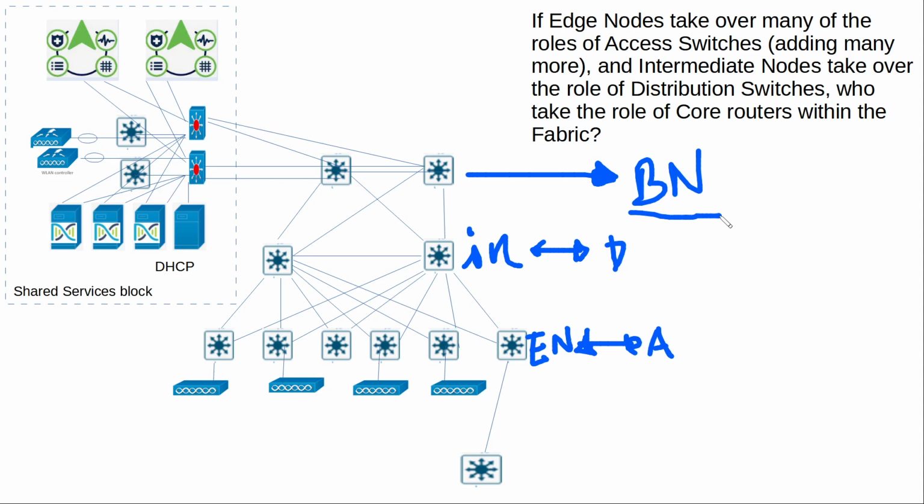The border nodes are where we are going to do most of the routing when it comes to the fabric. They will do a lot of routing, talking to fusion routers. They will do a lot of routing when talking with external networks. And they will be my rendezvous points if I want to enable multicast within the fabric. So you have to think about the border nodes as your core routers within fabric networks.